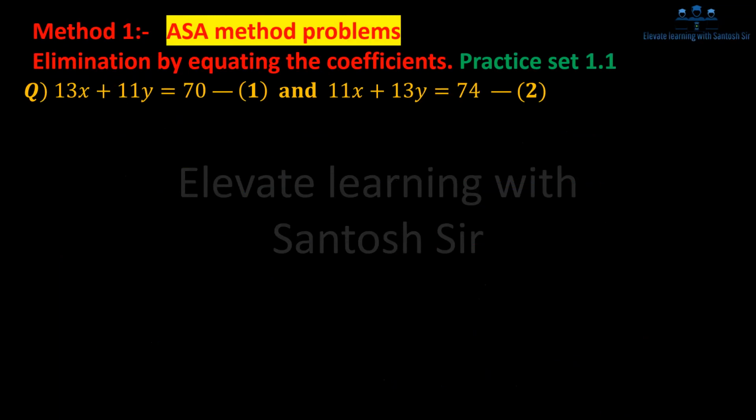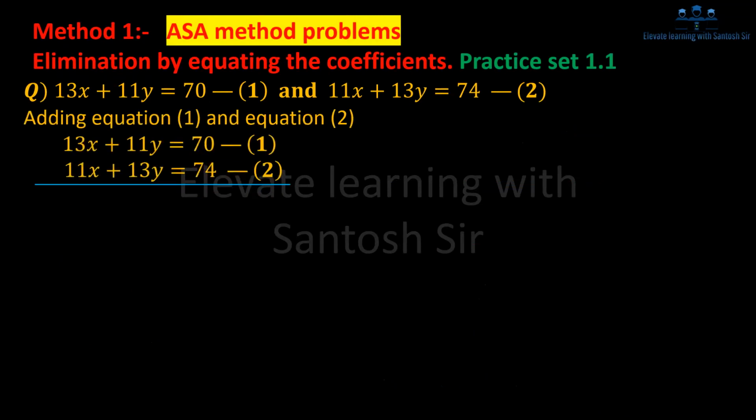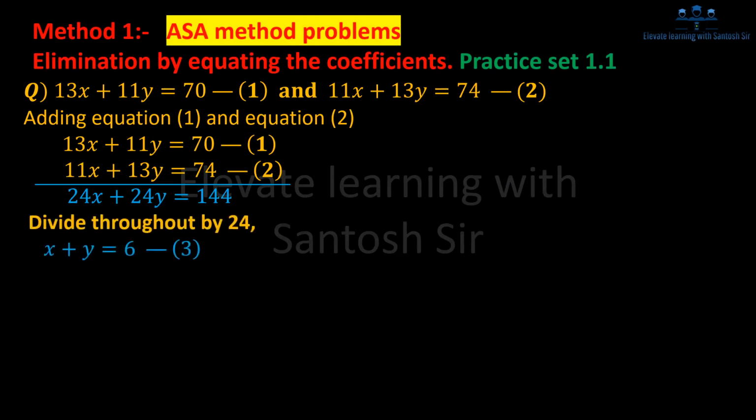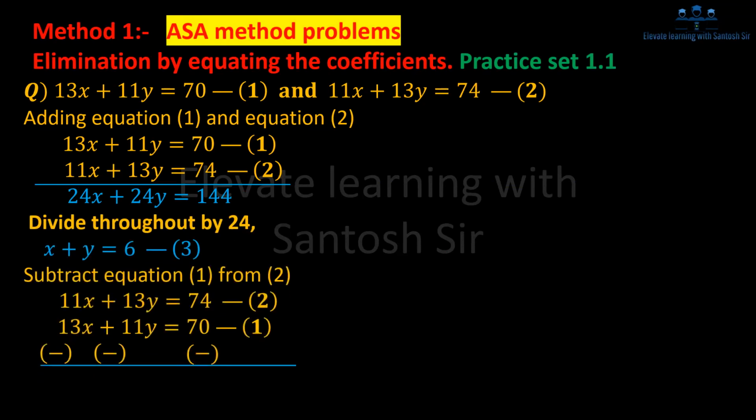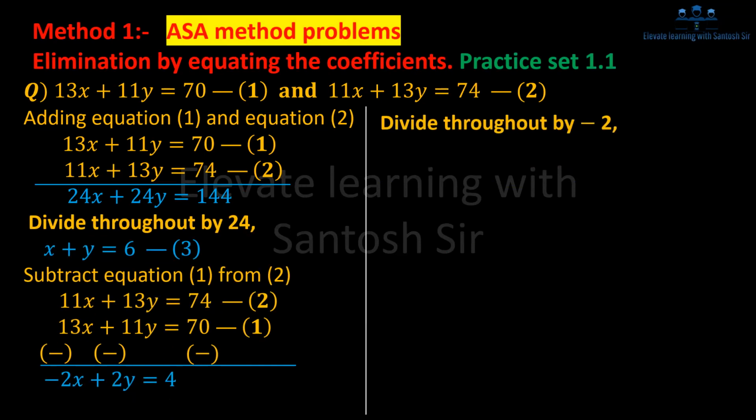Let us start the discussion. Once again, I'm going for ASA method. So we will add the two equations first. We will get 24x plus 24y is equal to 144. Dividing throughout by 24, we will get x plus y is equal to 6. Then we will subtract the two equations. We will get minus 2x plus 2y is equal to 4. On dividing throughout by minus 2, or you can also divide it by 2, I am dividing it by minus 2, I will get x minus y is equal to minus 2. We got two simple equations.